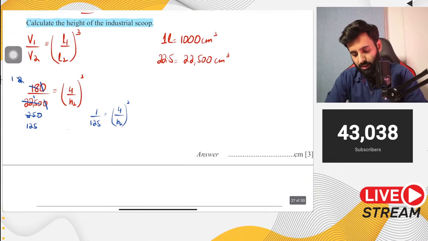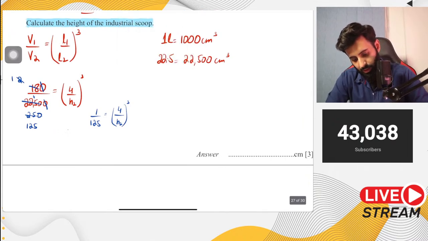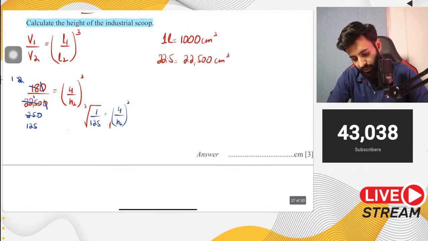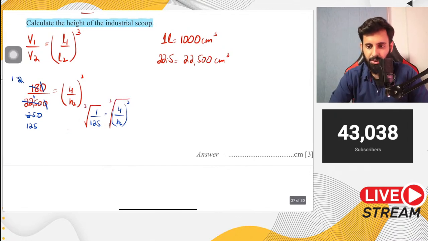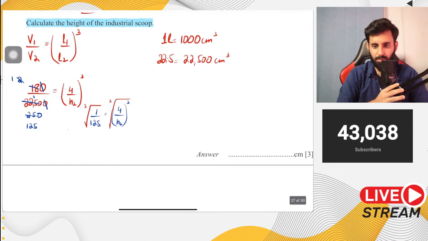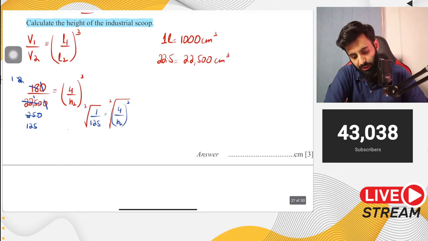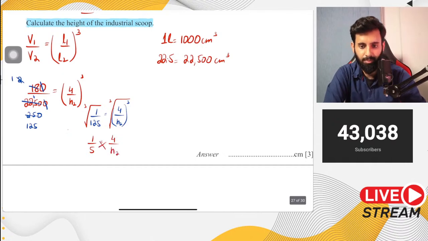Because it's a paper 1 question, there has to be an easier way to solve it. Obviously the question won't ask you to calculate the cube root of something that's not a perfect cube. So we'll take the cube root on both sides. That gives 1 upon 5 equals 4 upon h2. Now if you cross multiply, you have 4 into 5, which is equal to 20 centimeters. There you go.